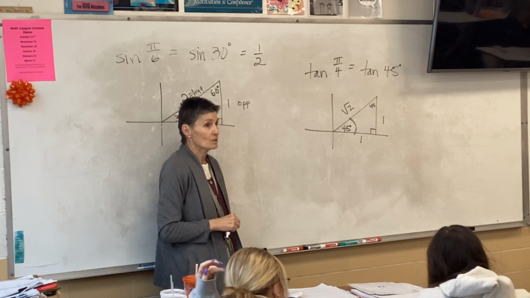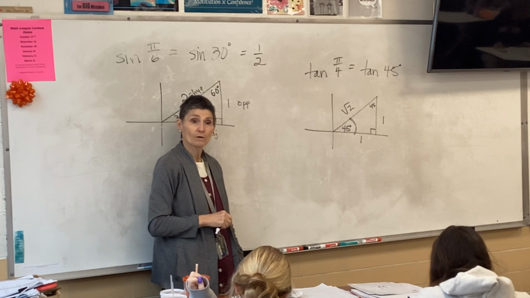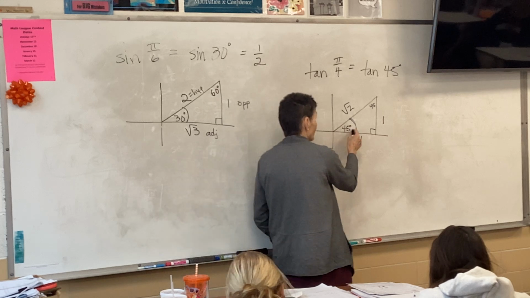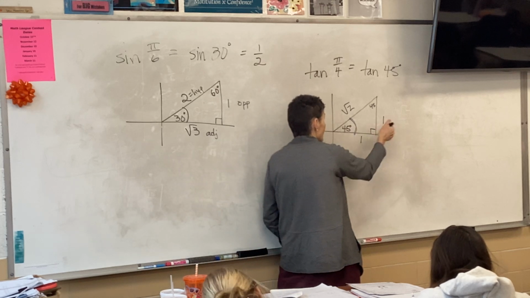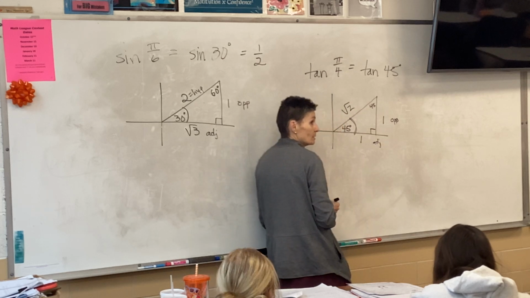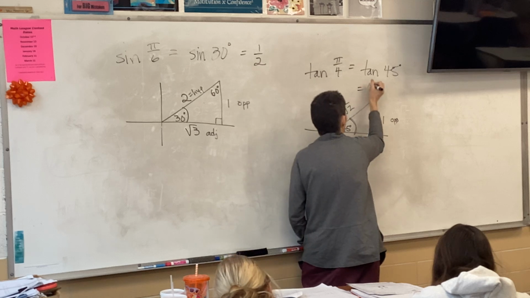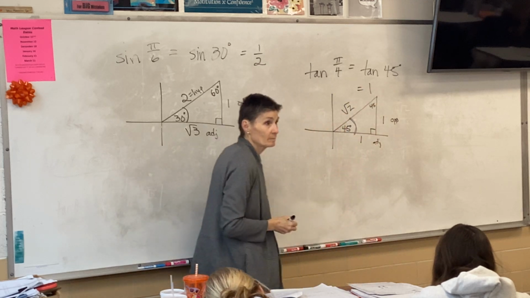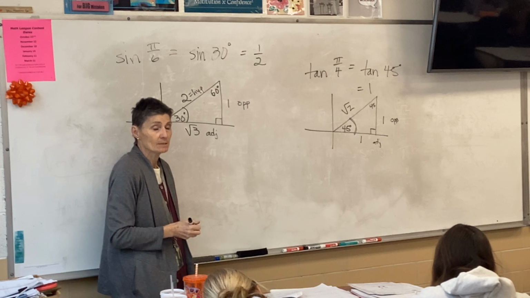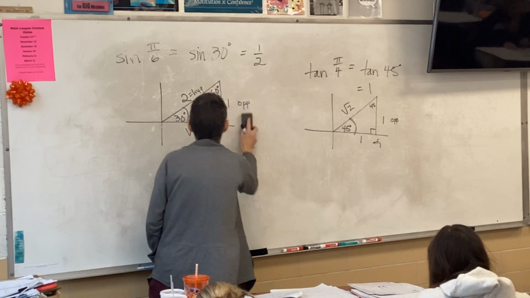We want the tangent. Tangent is opposite over adjacent. So I just need to look at my triangle. Remember, this is the angle. So isn't this opposite and adjacent? So what's the tangent of 45? 1 over 1. This is so cool. Secant, pi over 3.